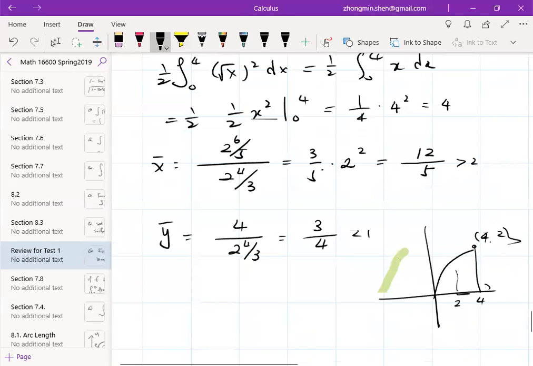And there's more area below the line in the middle, so y bar must be less than 1. This is 1, so it's somewhere here. So it just matches with the picture. So no computation mistakes, I believe that. Okay, so that's all about the review. We're going to take a quiz.